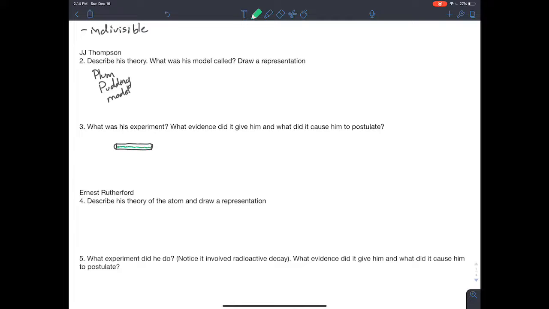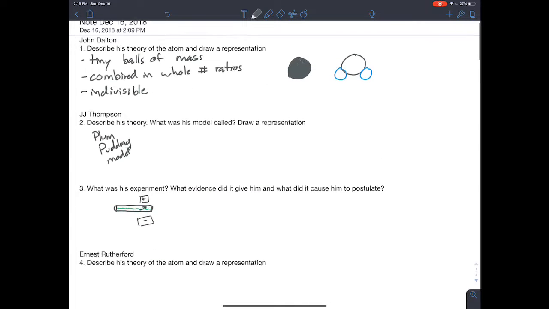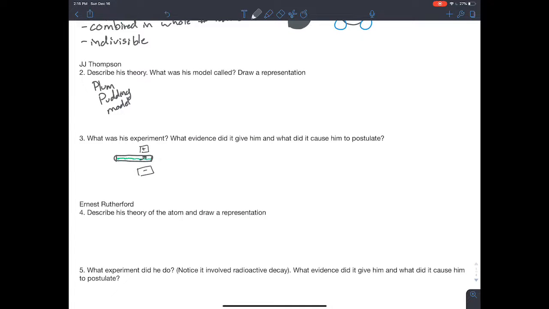He saw that if he held up a negatively charged plate to it, it would get deflected upward. And if he held a positively charged plate, it would be attracted to that. So he determined there was charge within these things. They weren't just balls of mass with no charge. So he did the cathode ray tube. He saw the atoms when electricity was passing through, and electricity is just electrons moving. So he saw they were repelled by the negative because they're negatively charged and attracted to the positive.